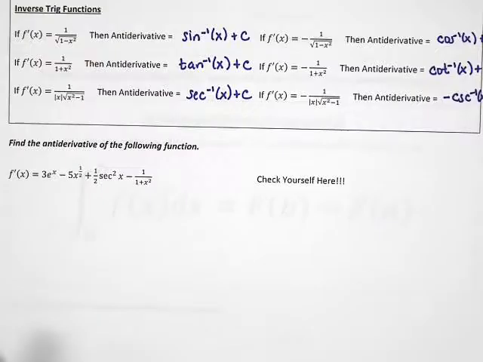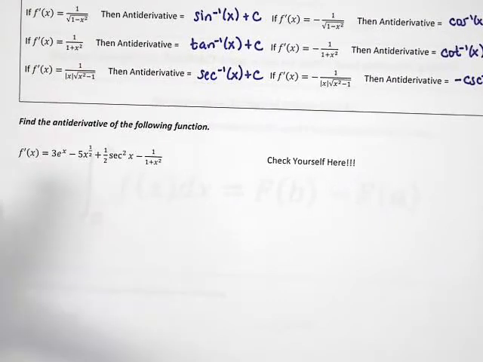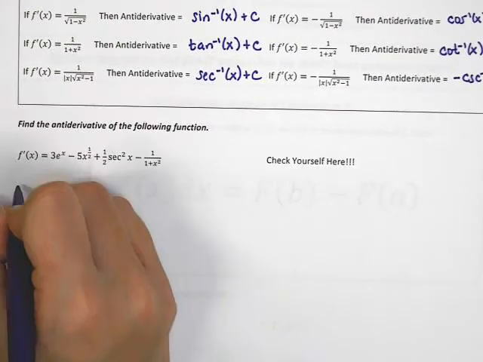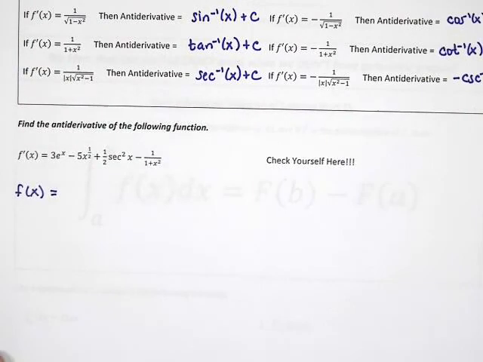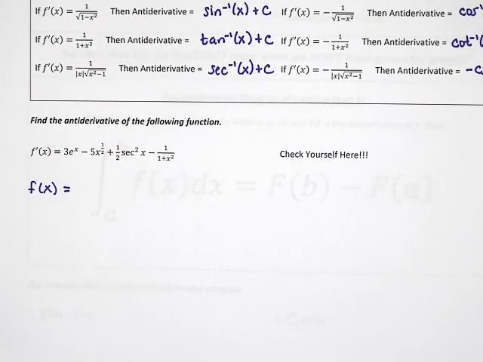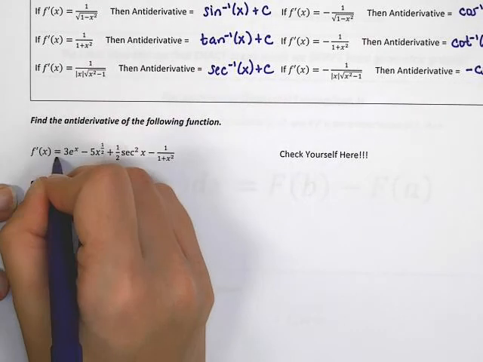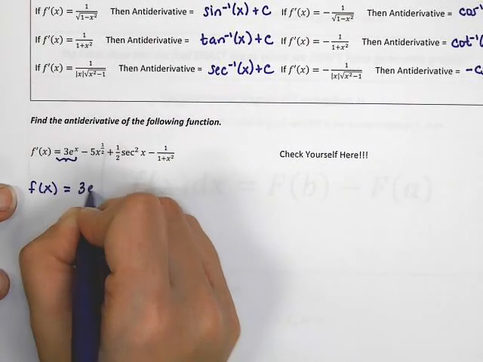So how does this work? Well, if I give you a derivative and I say figure out the antiderivative, the first thing you're going to do is go through one term at a time and see if you can do each term separately. So the antiderivative of 3e to the x would have been 3e to the x.